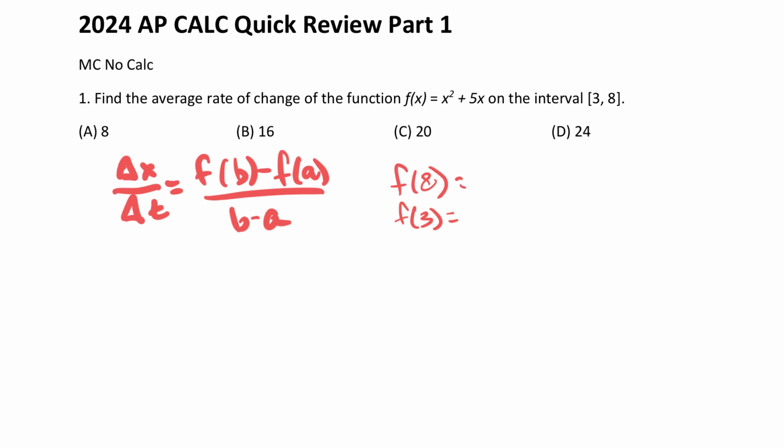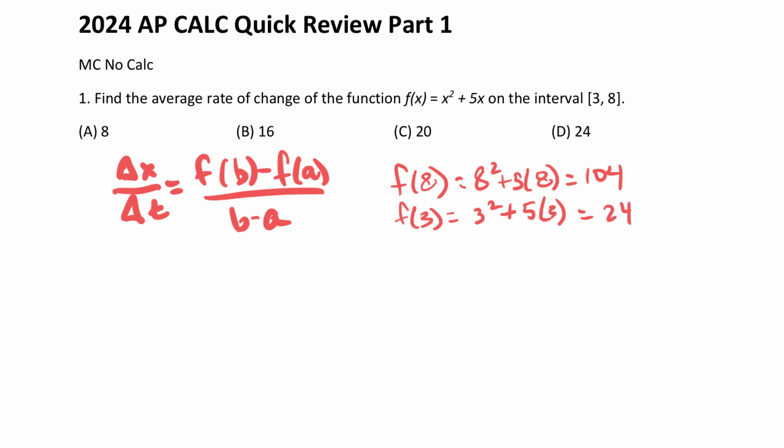So plugging 8 into our equation, we get 8 squared plus 5 times 8, and that gives us an answer of 104. We do the same thing with the 3. We get 3 squared plus 5 times 3, and that results in 9 plus 15, which is 24.